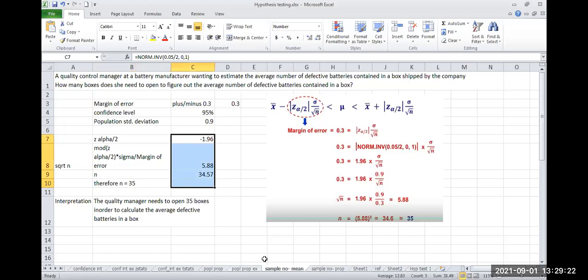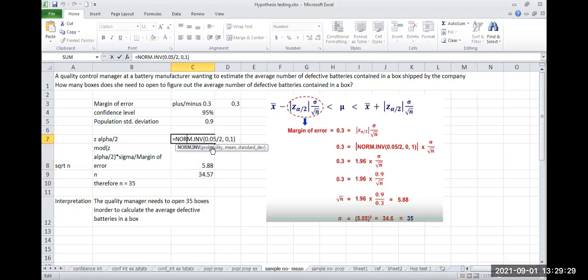Yes, ma'am. Perfect. Once after Z alpha by 2, Z alpha by 2 is equal to NORM.S.INV, the default function which you have. After this, what is happening over here? We have calculated this portion, that is basically 1.96 into sigma by square root of n. We need to find square root of n, so I am putting the square root of n to the left hand side and bringing the 0.3 this side. So your formula will look something like this.